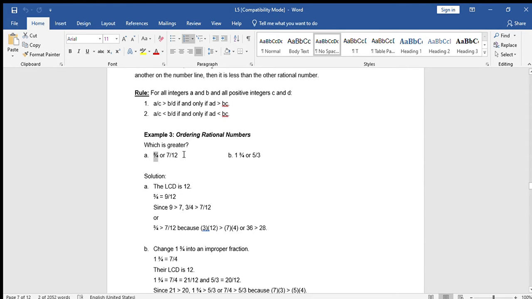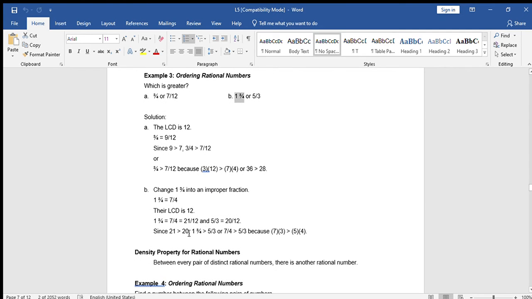It can be a proper fraction if the numerator is lesser, no, if the numerator is smaller than the denominator. It is an improper fraction if the numerator is greater compared to the denominator. And this is a mixed number. So, if we will identify which is greater, 1 whole and 3/4 or 5/3.